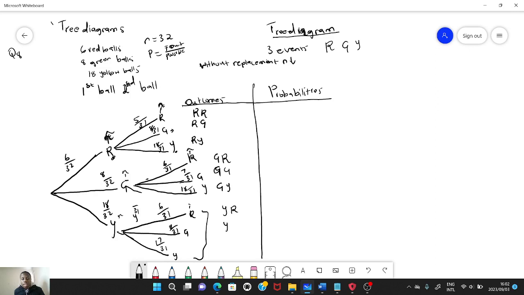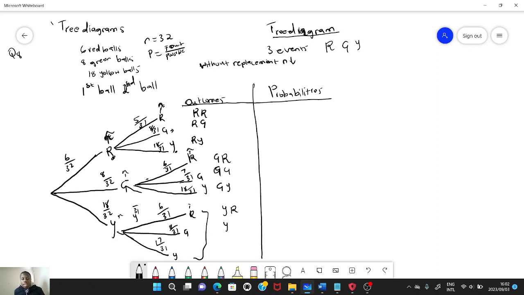Now this will be the probability of choosing first a red ball and then after a red ball. Now the second thing applies here. Now I still start here, and what do I do? I multiply with the second probability. I still have 6 over 32, but now I multiply it with 8 over 31.